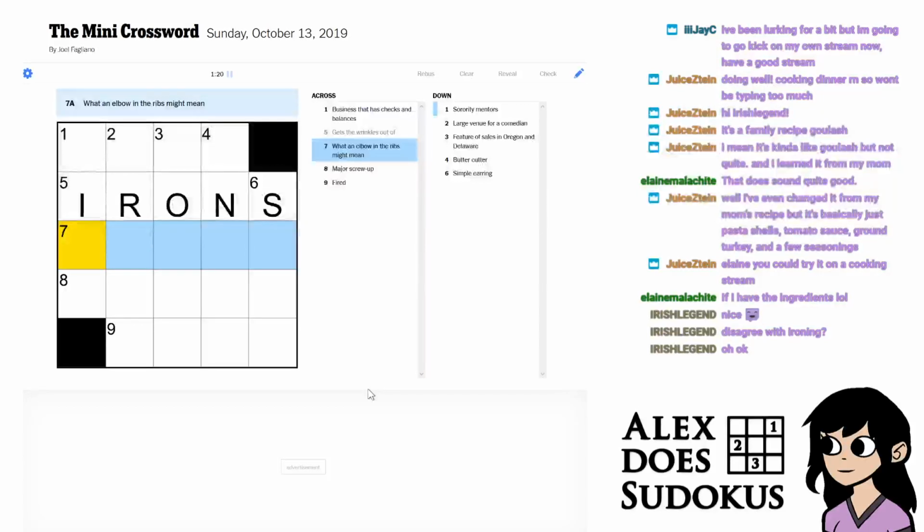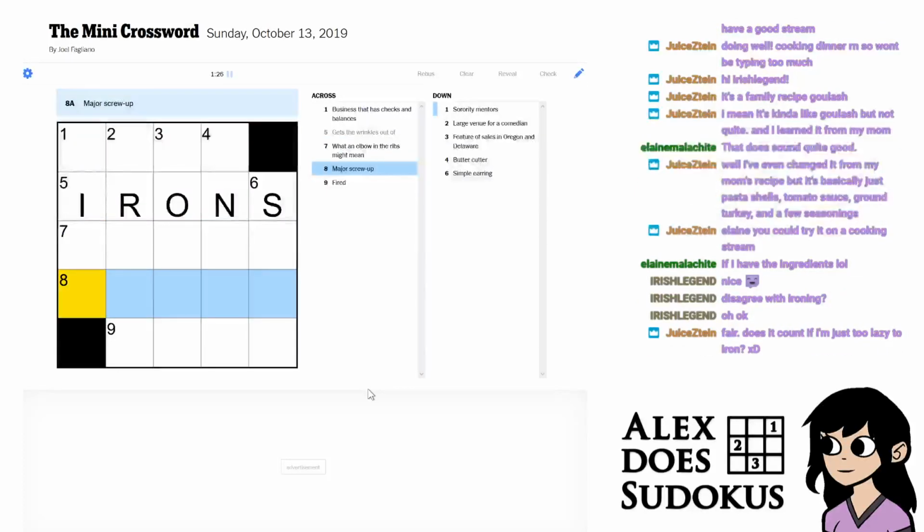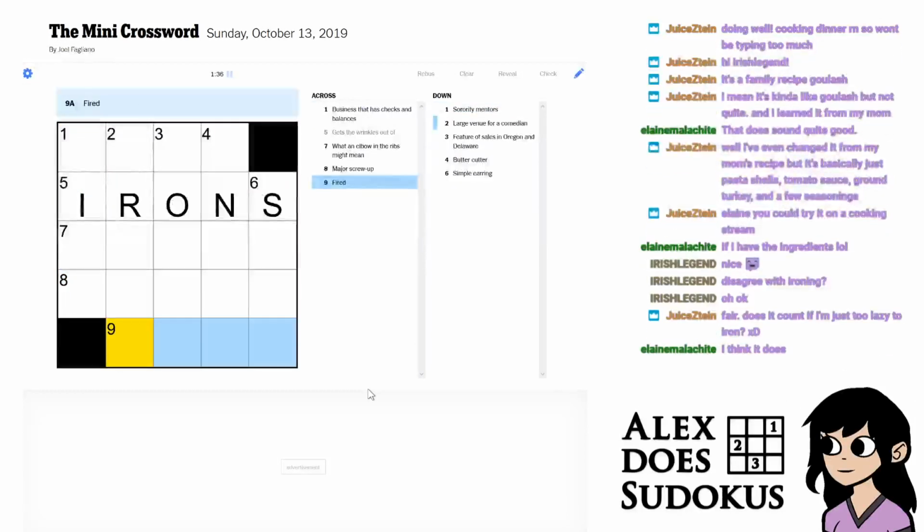So, what an elbow in the ribs may mean. What? Elbow in the ribs? Don't know what that means. Major screw up. Fired. Trying to think. Fired. I think fair.